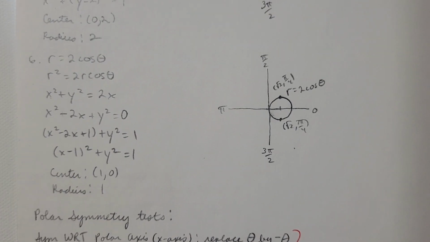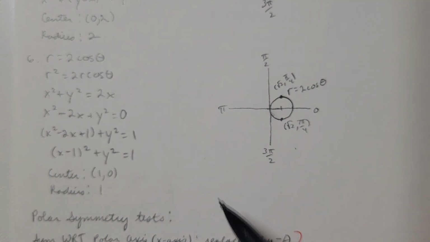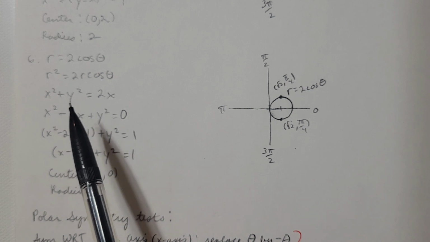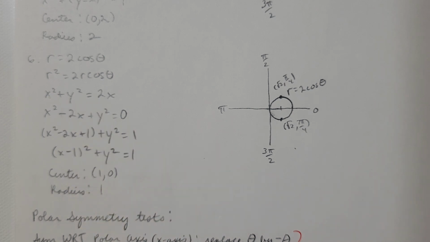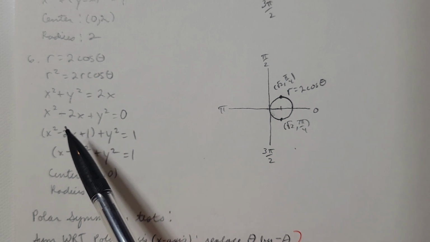Problem 6 is going to be very similar here. So I have r equals 2 cosine theta. If I multiply both sides by r, r squared equals 2r cosine theta. r squared is x squared plus y squared. r cosine theta is x. And so I'm going to subtract 2x from both sides.